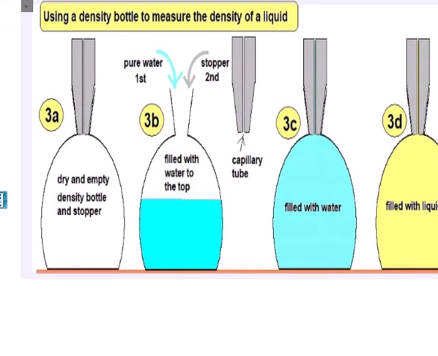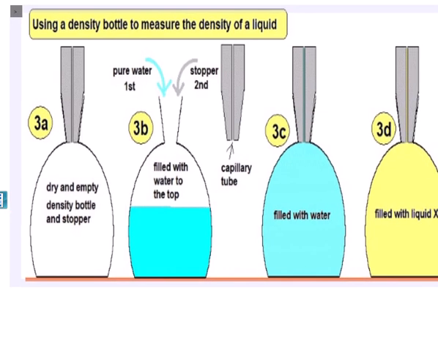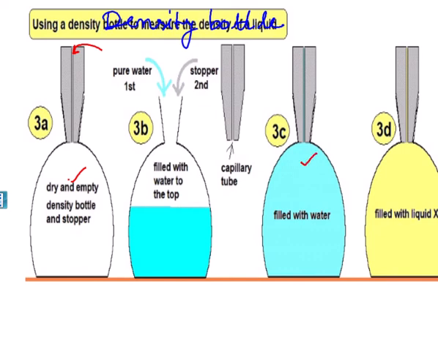This is the dry and empty density bottle fitted with its stopper, and there is a capillary. You can see this one is the capillary. This line-like cavity is the capillary, a small tube you can call it. Now, first the density bottle is filled with water to the top, as it is given here. This is the density bottle filled with water.